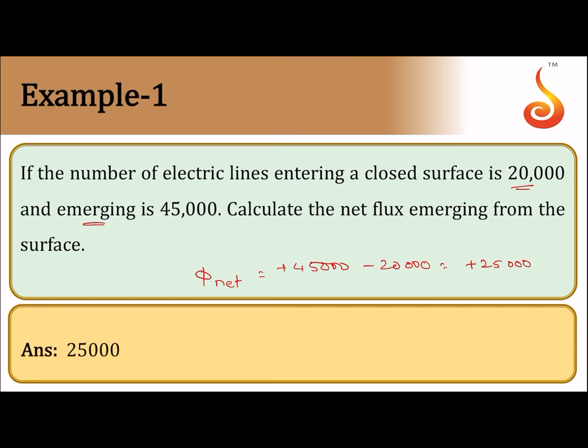So please copy down the question. You say phi in in your data. You can say phi in is 20,000. Phi out is equal to 45,000. So phi net equals how much? That's your question. You can copy down example 1. And your answer: phi net is equal to 45,000 minus 20,000, or 25,000 is the net flux through that closed surface. Okay. Very good.